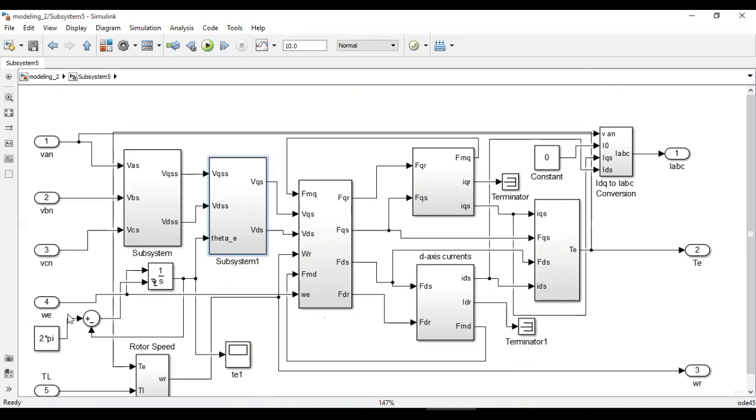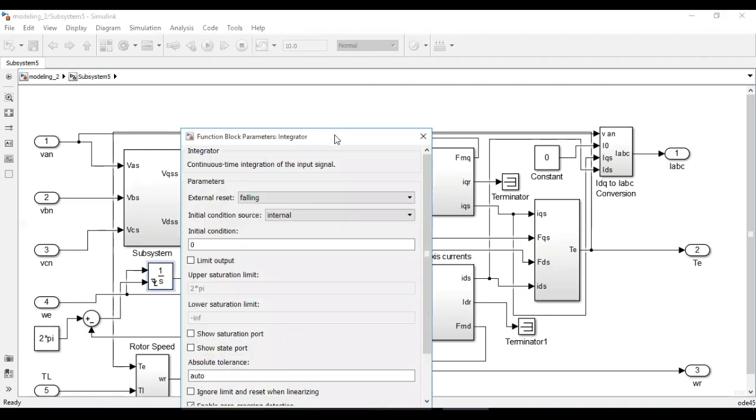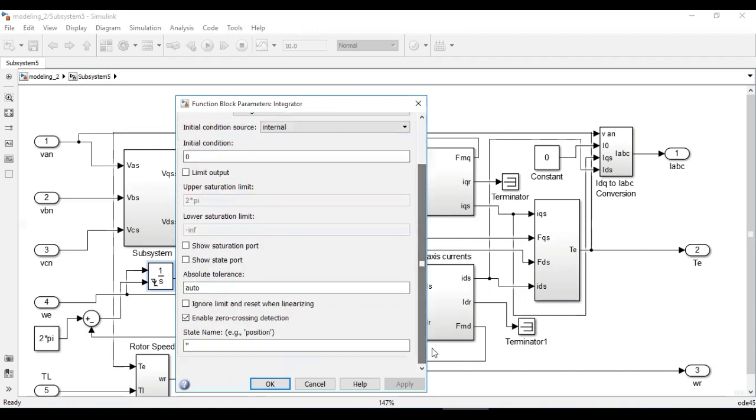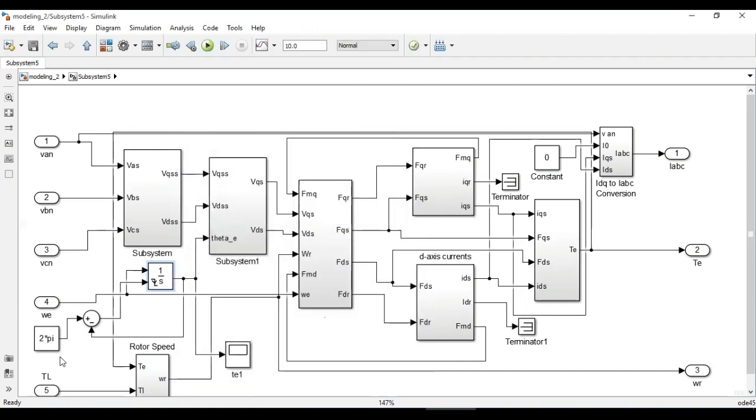coming from this integration. As I have told you, this is omega e, this is the integrator block, and this integrator block has external reset as falling, and other settings can also be seen over here. And this is a constant block of 2 pi, and this value is fed back to the subtractor block, and this output is given to this theta e, and you can also check this theta e from this scope.